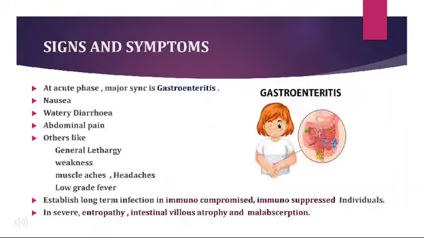The signs and symptoms of norovirus. At acute phase, the major sign is gastroenteritis. Also, nausea, watery diarrhea, abdominal pain. Others like general lethargy, weakness, muscle aches, headaches, low-grade fever. Also, long-term infection is established in immunocompromised and immunosuppressed individuals like HIV patients and transplant patients. In severe enteropathy, intestinal villus atrophy and malabsorption occur.